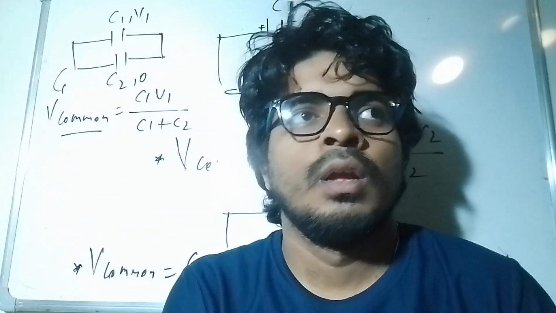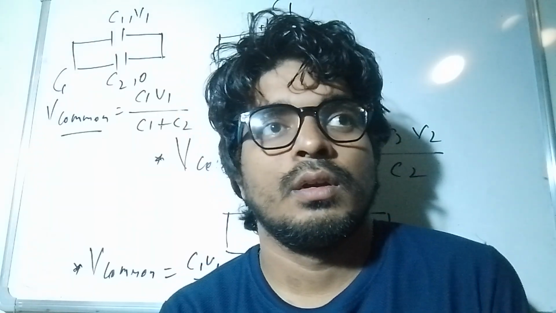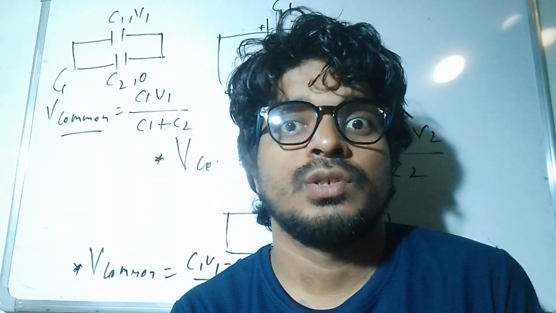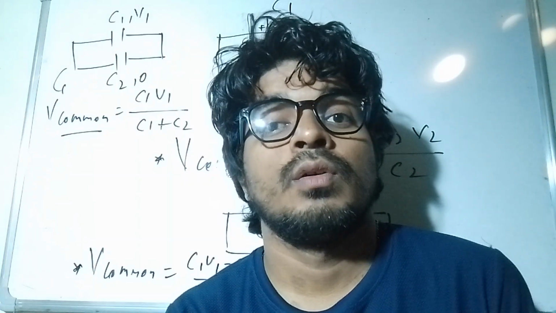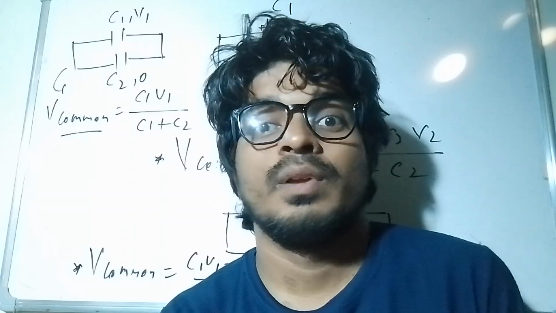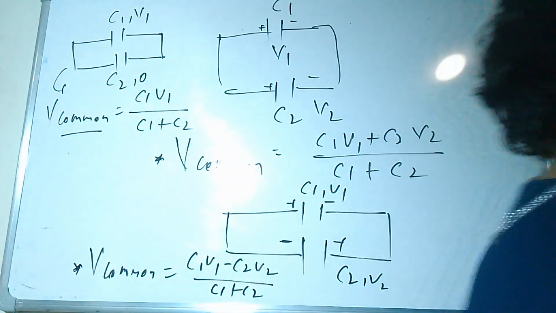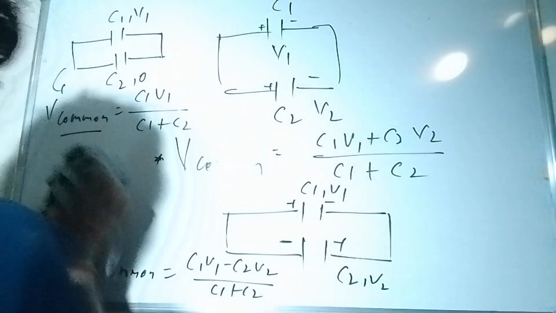Suppose we have not connected capacitor C1 with any battery, and we connected capacitor C2 with a battery charged up to the voltage V. Then C1 will be 0 and you need to multiply C2 into V divided by C1 plus C2. This concept is very important. Once you know the common potential, it will solve many of your issues.